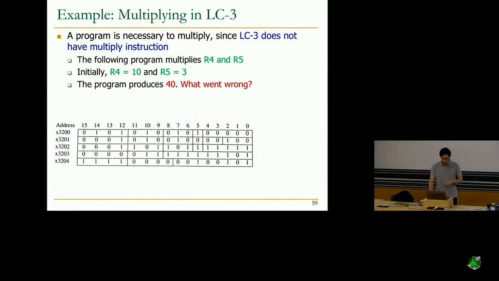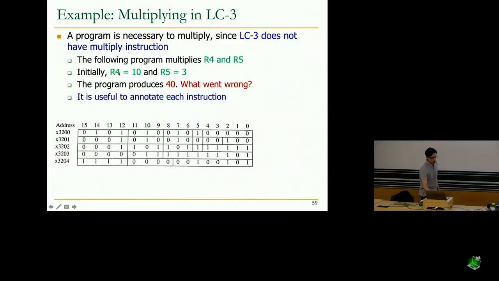I'm not going to go into the details. Essentially, we need some multiply code in LC3 because recall that we don't have a multiply operation in LC3. So the way we can implement multiply is by adding a number a certain number of times. That's what we more or less do in this code.